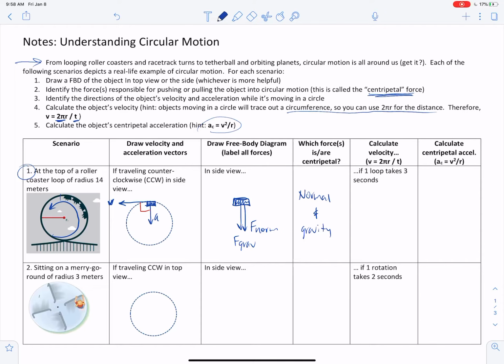Next, let's calculate the velocity. If one loop takes 3 seconds, okay, so that's the time to travel that whole circumference. Well, the velocity is always the distance over time.